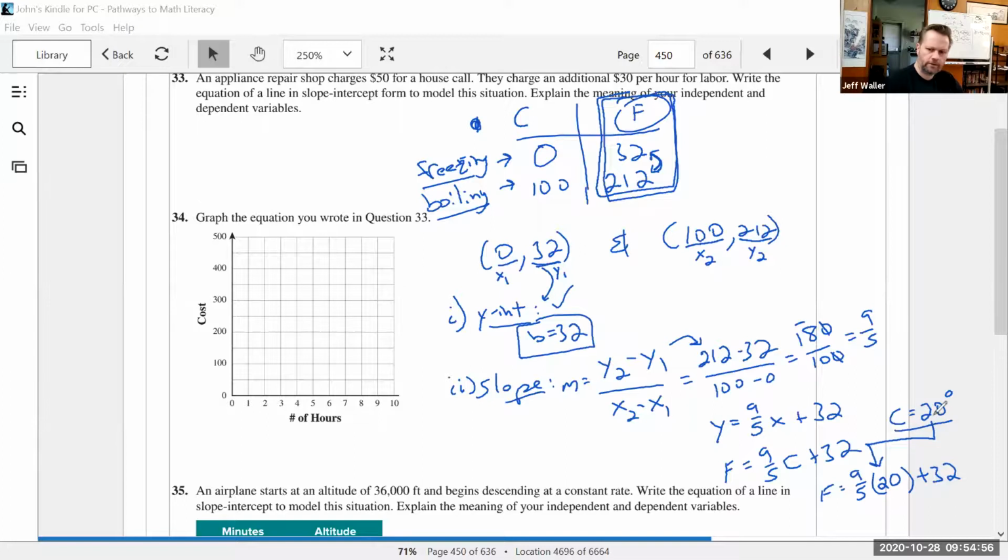All you have to do is put a 20 in for Celsius. And this is nice, 5 goes into 20 four times. So you get 36 plus 32 is 68. So if somebody in Canada or almost any other country says it's 20 degrees out, that means 68 degrees Fahrenheit.